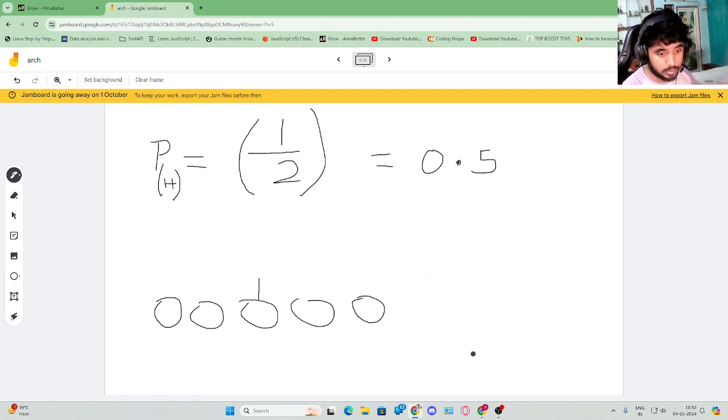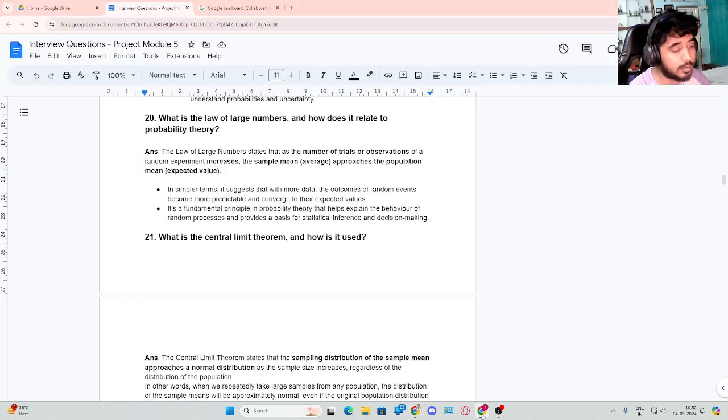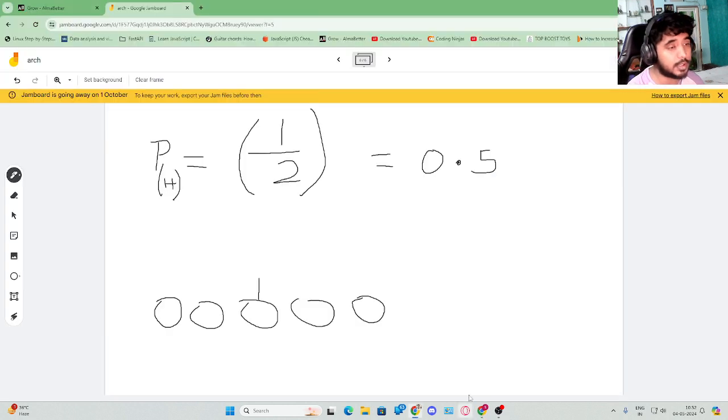So both the law of large numbers and the central limit theorem are interconnected. The law of large numbers states that the sample mean moves towards the expected value, which is the theoretical mean. But in the central limit theorem, if we take the average of all the outcomes, it will give us a distribution.